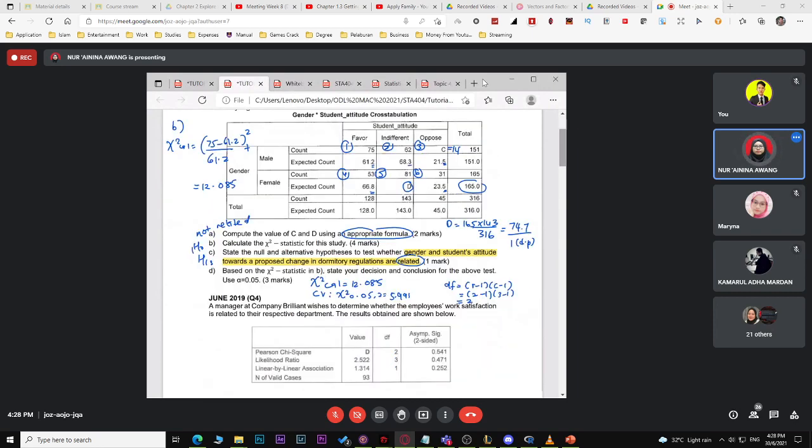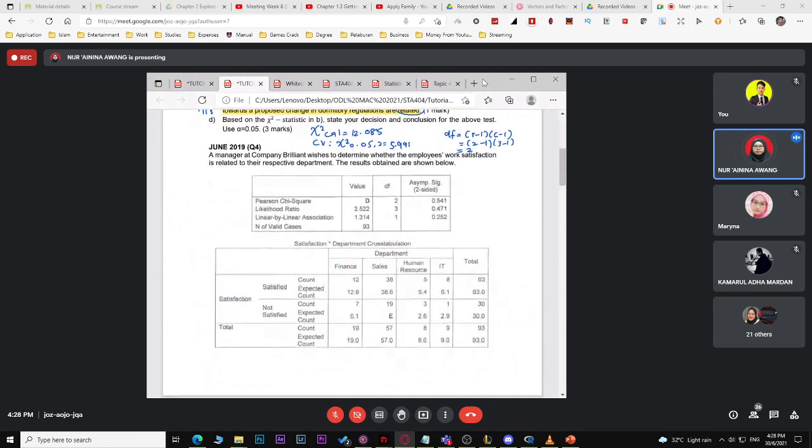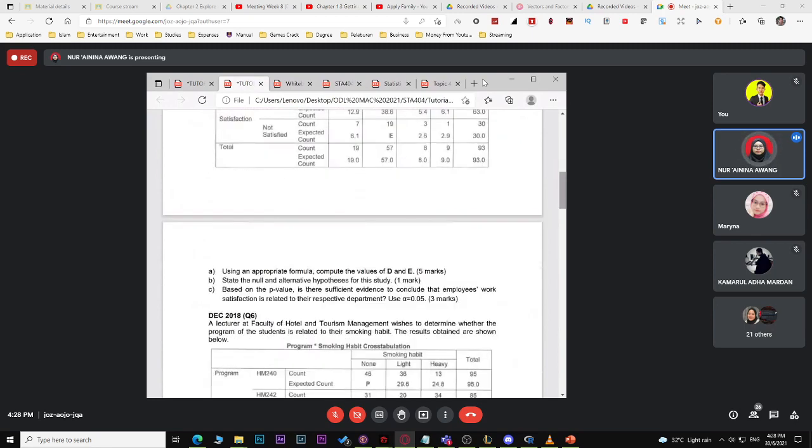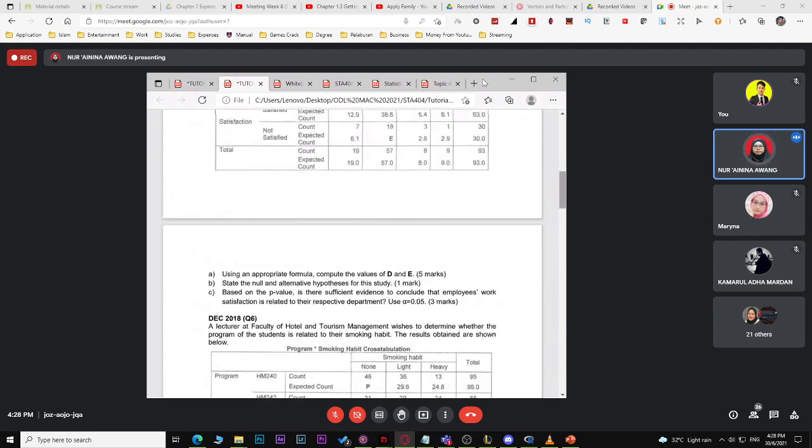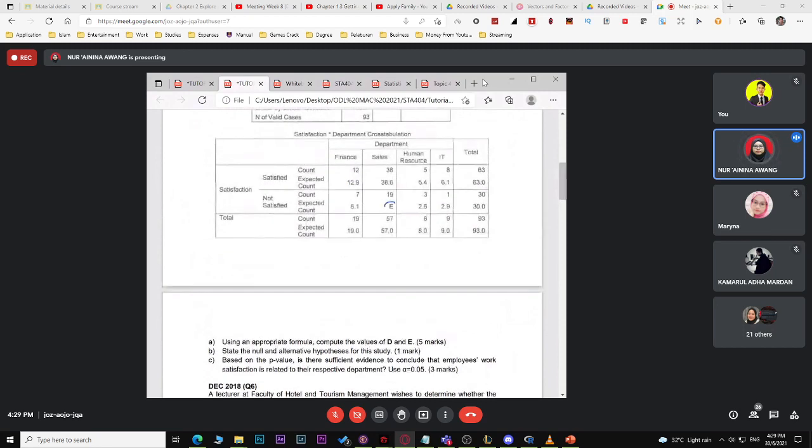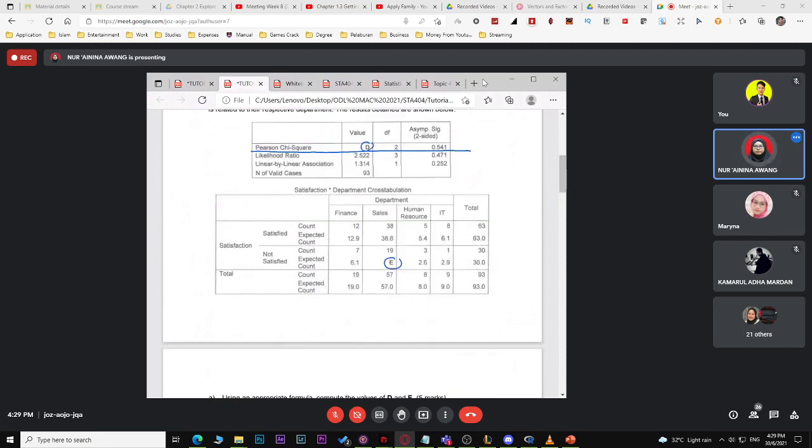And then for the next question, for June 2019, the question already gives you the table for your chi-square, degree of freedom and also your p-value. Okay, and then here the question says use an appropriate formula, compute the value for D and E. So E is here, D is here. But before that, you need to check with your expected count. Since in this case you have values or combinations that are less than 5, what you need to do is combine either your row or your column.